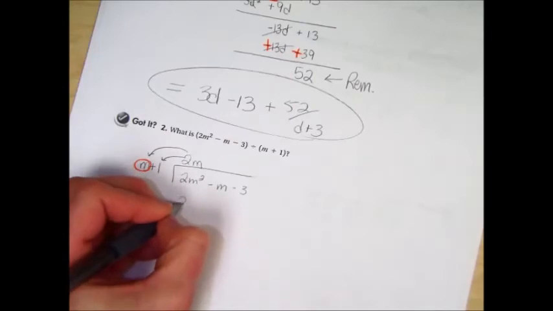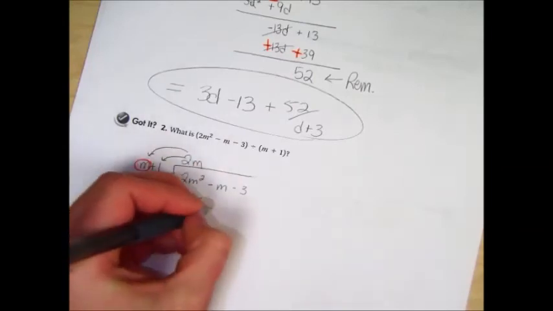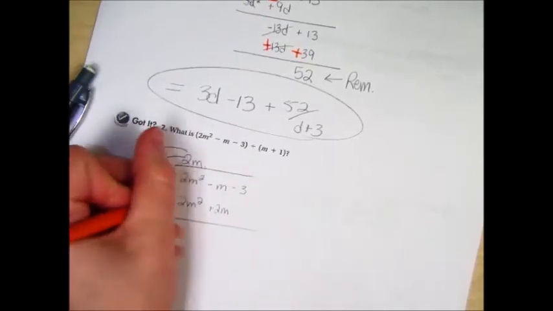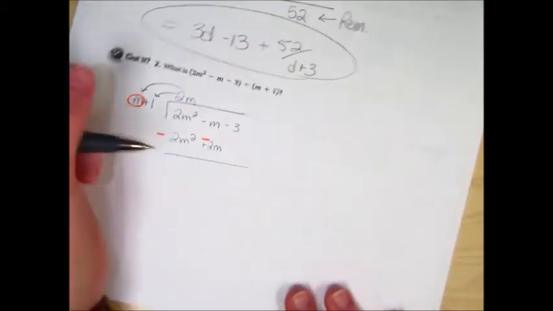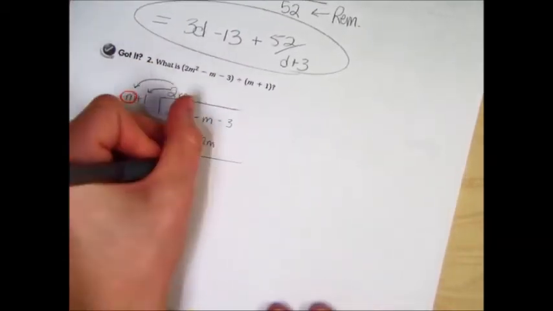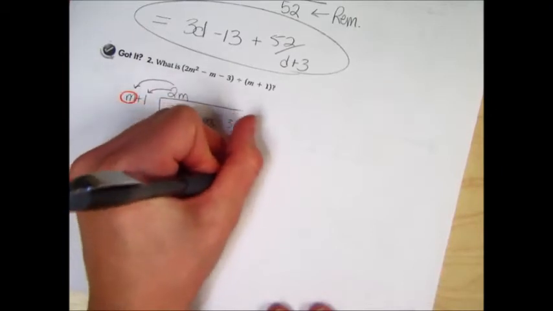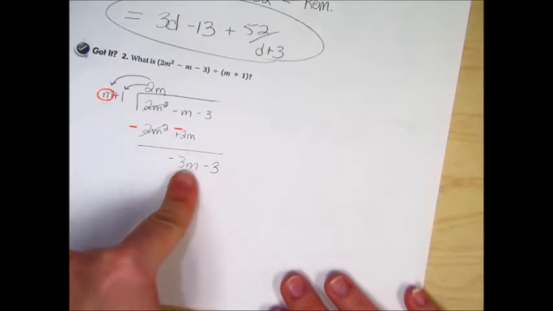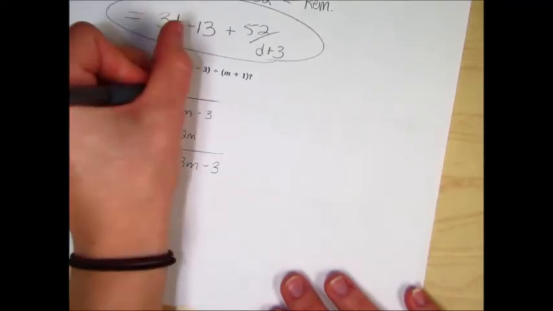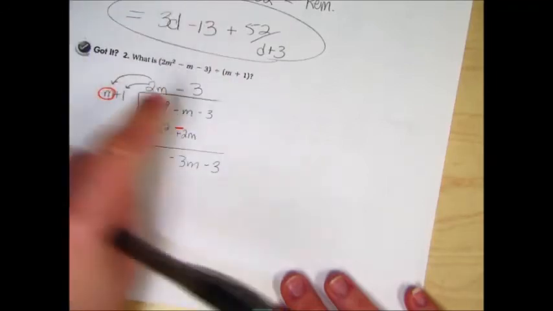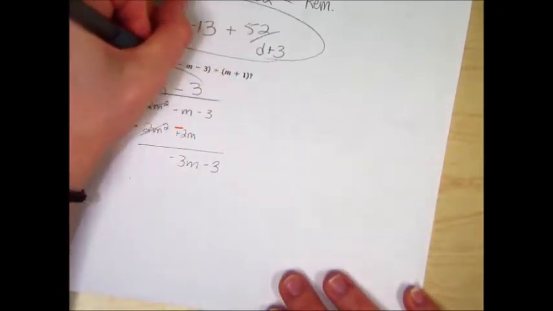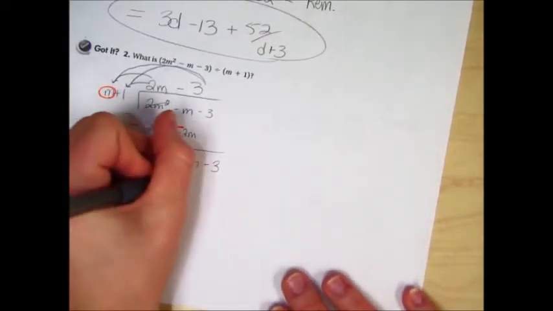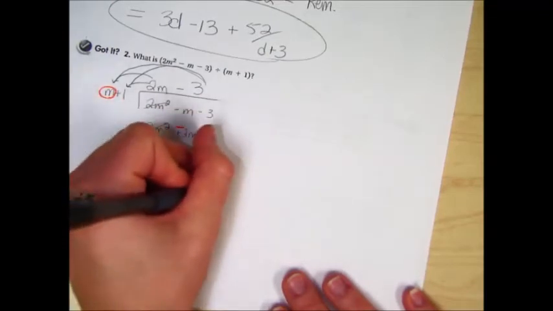2m times m is 2m squared. 2m times 1 is another 2m. Do not forget in long division, this is where we change our signs. These cancel out, and I'm left with a negative 3m minus 3. Now you need to ask yourself, m times what is negative 3m? A minus 3. So I backwards distribute.